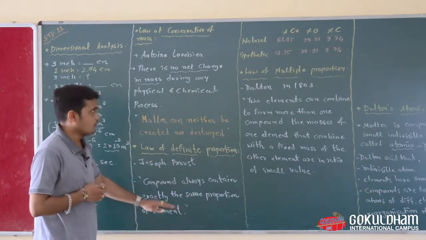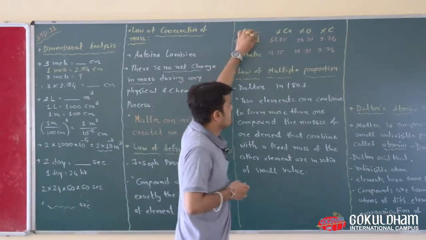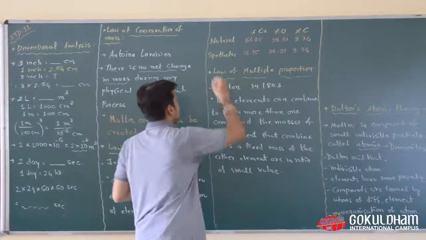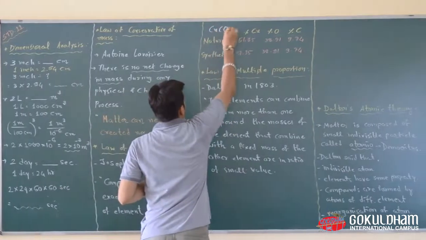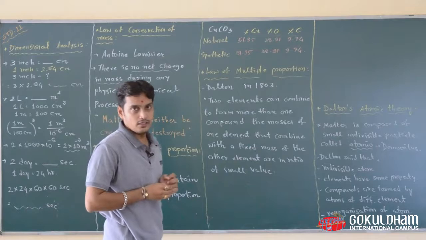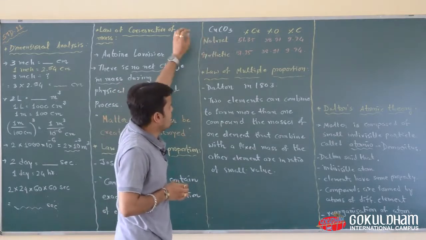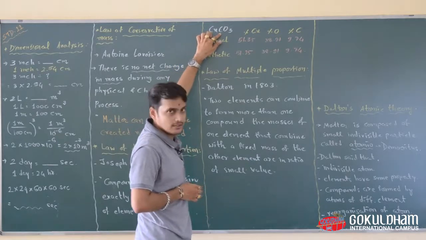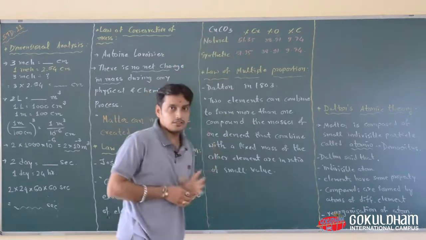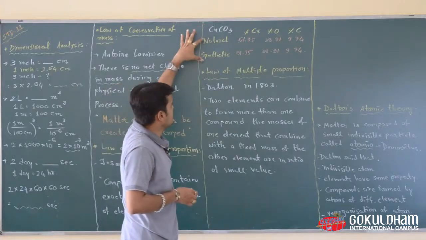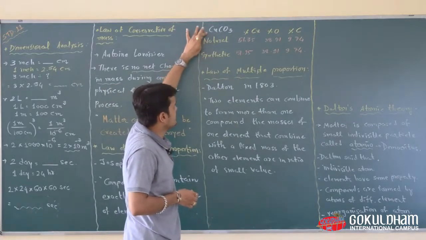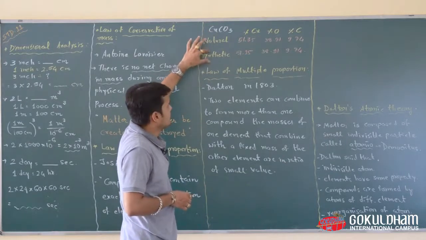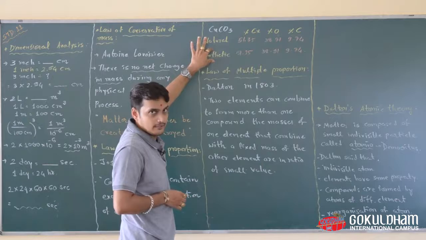We can understand this rule by this example. We have a solid CuCO3, which means cupric carbonate. This CuCO3 consists of three elements. Our first element is copper, another one is carbon, and the third one is oxygen. We have two different cases, natural CuCO3 and synthetic CuCO3. Synthetic means it is made in a laboratory.